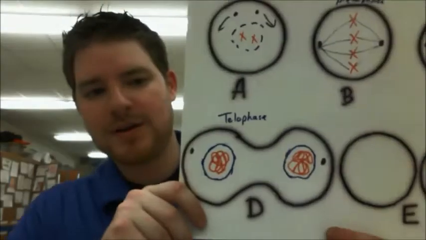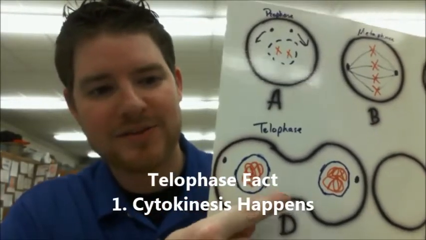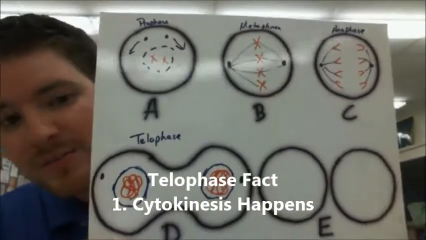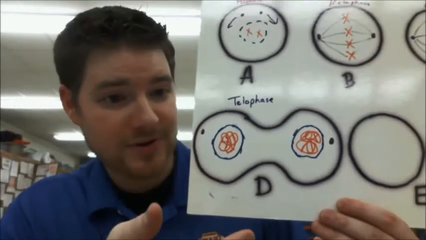The final phase of mitosis is called telophase. And the three steps that happen in this one is that we end up getting cytokinesis to happen, which is that pinching of the cytoplasm in the middle to a point where it eventually becomes two new cells at the very end. That's the first thing that happens.